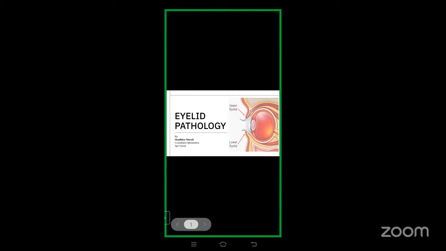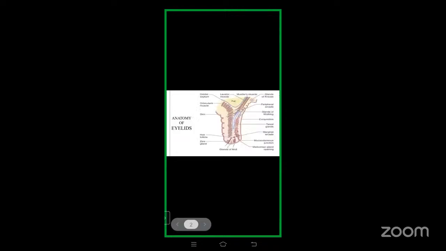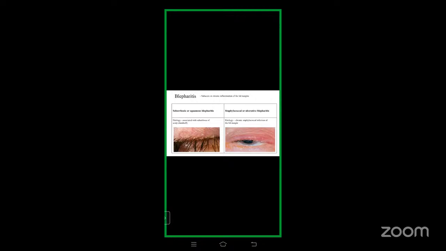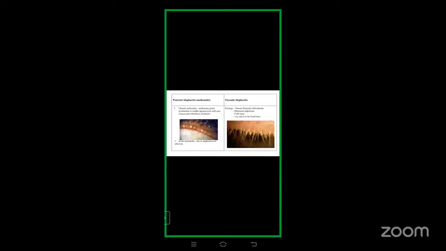Yes. So today's topic is eyelid pathology. The first eyelid pathology we are going to talk about is inflammatory disorders of the eyelids. First is blepharitis. As we have said, there are various kinds of blepharitis. First one is seborrheic or squamous blepharitis. This is basically due to dandruff in the scalp, which spreads to the eyelashes. Then it will create the blepharitis. And then staphylococcal or ulcerative blepharitis. This is due to staphylococcal infection. The next one is posterior blepharitis. This is also known as meibomitis.